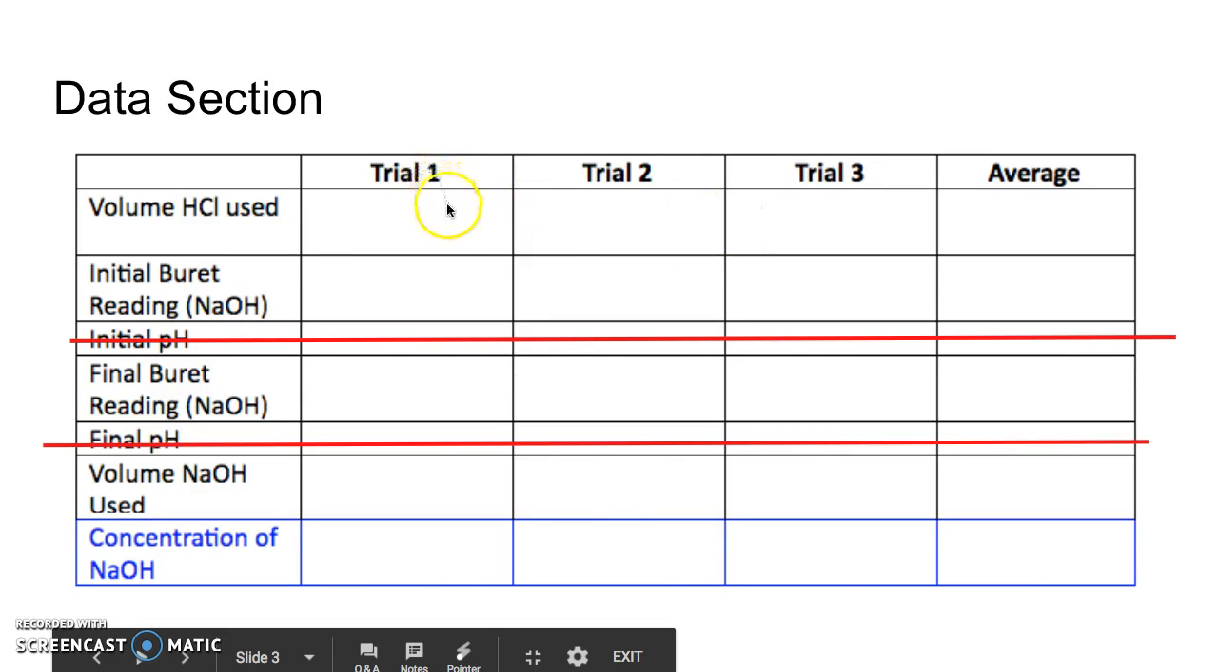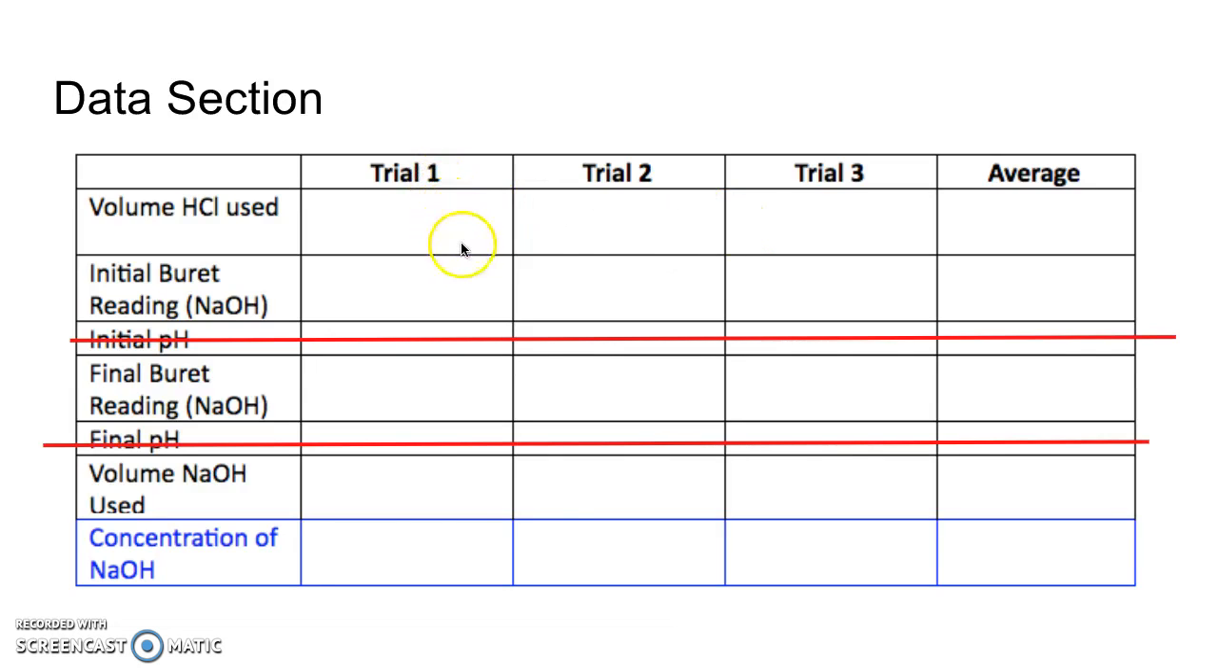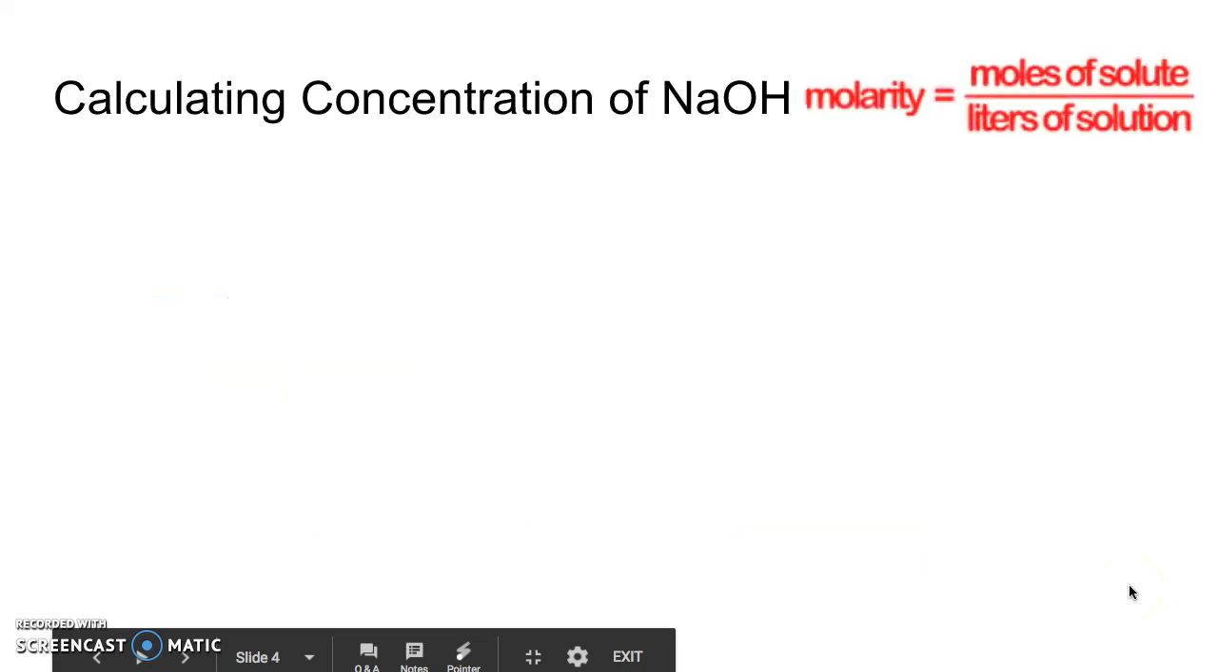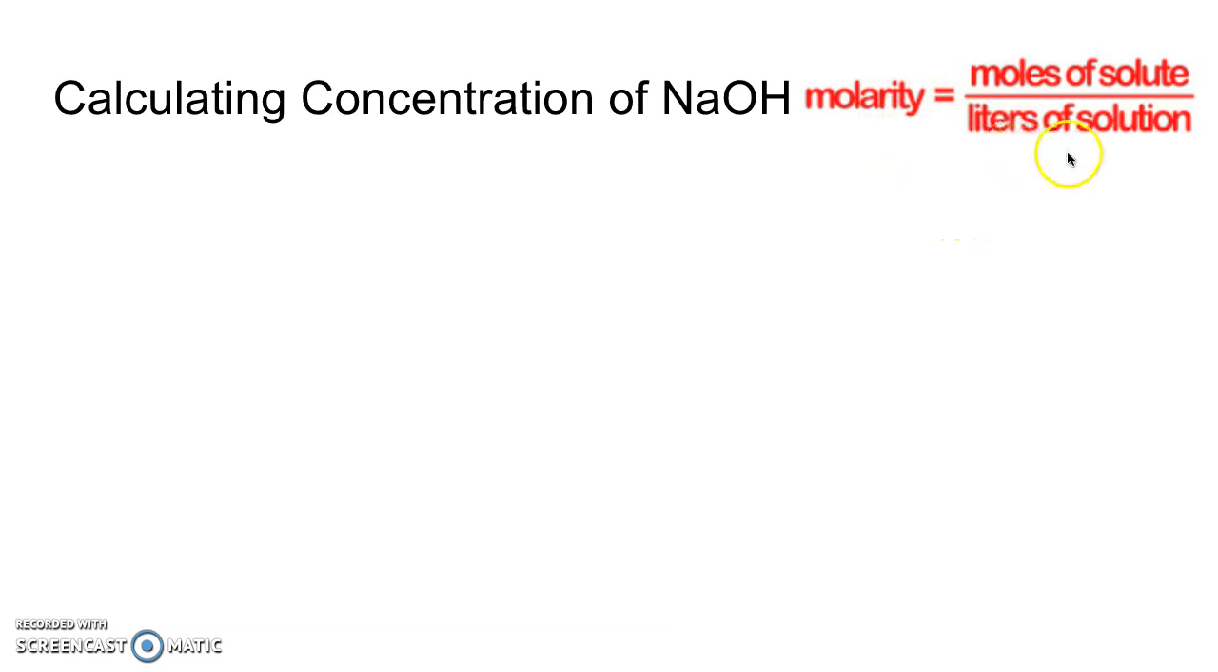And then for each trial, you're going to use the information in your data to determine the concentration of NaOH, and then take an average concentration of NaOH. So how do you do that? Calculating the concentration of NaOH requires you to use this equation: molarity is equal to moles of solute over liters of solution. And this is essentially a stoichiometry problem.